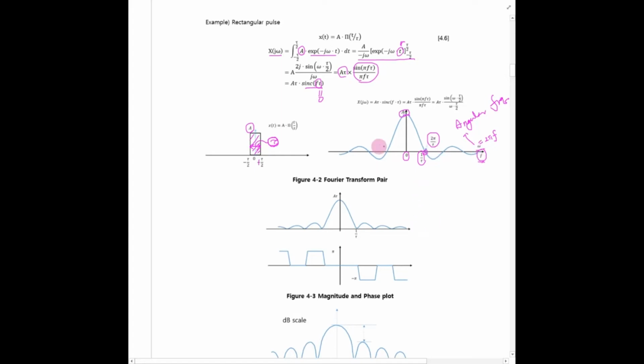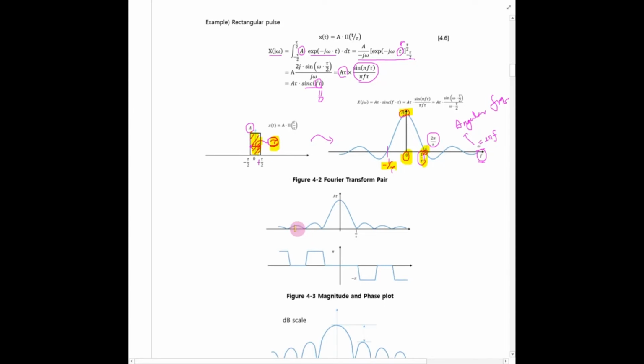So the Fourier transform of the rectangular pulse is given like this. This one is obviously minus 1 over tau, and this one is the first null point. Think about the DC component: A tau is the area of this pulse, and the first null can be found from the inverse of the pulse width. At this moment, the pulse width is tau, so that's this tau.